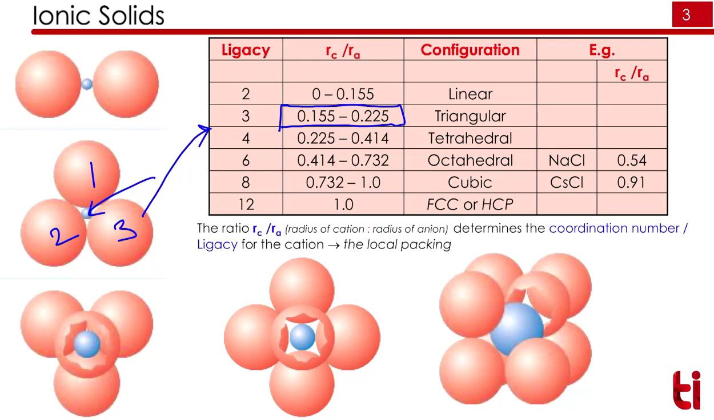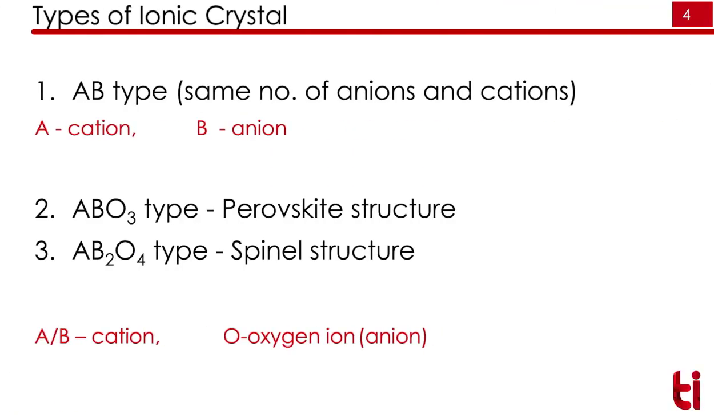Now, if the ratio lies between 0.732 to 1, we call this cubic configuration. An example is CsCl. So it touches 6 other atoms, as in simple cubic. So we can assume this as a simple cubic lattice, and the void is in the simple cubic lattice. Depending on this, there are some types of ionic solids that we will see now.